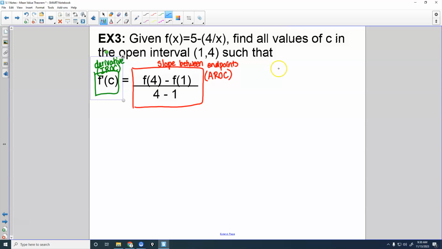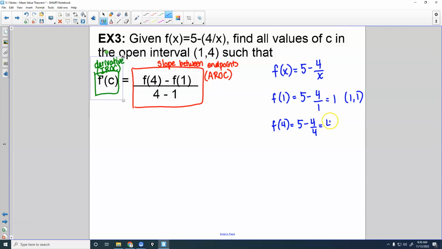So this function is f of x equals 5 - 4 over x. So let's do our slope first. If I do f of 1, I'll have 5 - 4 over 1. That is going to give me 1. So that's the point (1, 1). And if I do f of 4, I get 5 - 4 over 4, which is 5 - 1, which gives me 4. So I've got the point (4, 4).